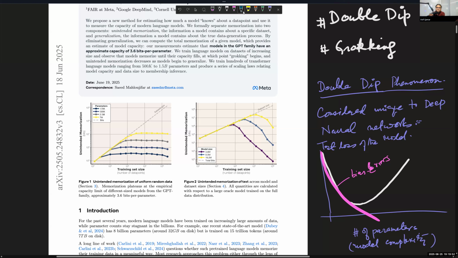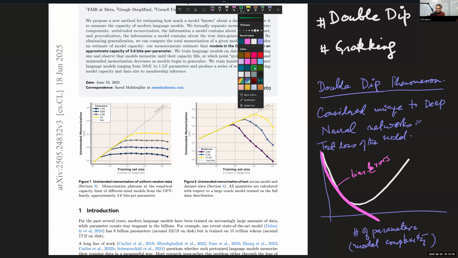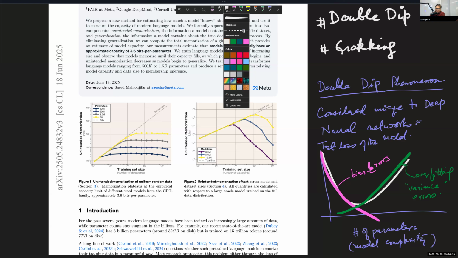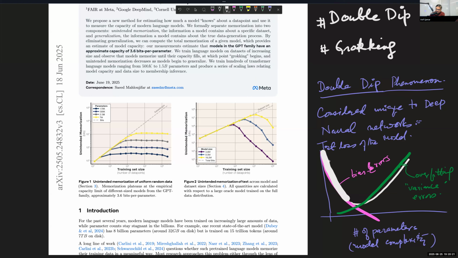So let's pick another color for the variance errors, which is overfitting. And so the cumulative error, which is the sum of these two, in classic machine learning, we expect it to go like this.